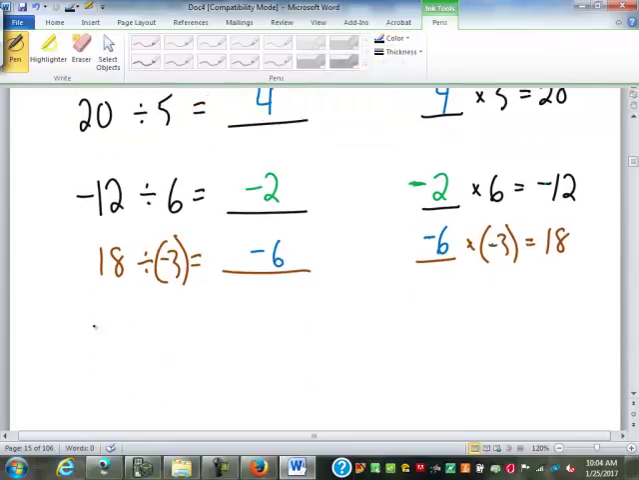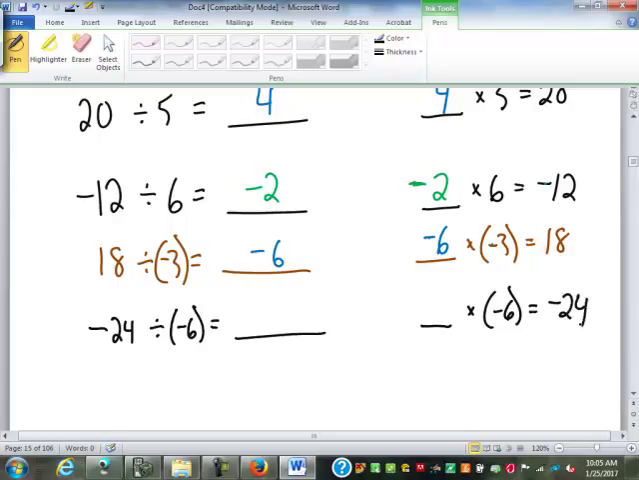Or we might have a negative 24 divided by a negative 6 equals. So again, that's asking me what number times negative 6 equals negative 24. Well, does this have to be positive or negative? Positive, because I'm multiplying it by a negative and I'm getting a negative. And what number does it have to be? 4 times 6 makes 24. So that'd be 4.